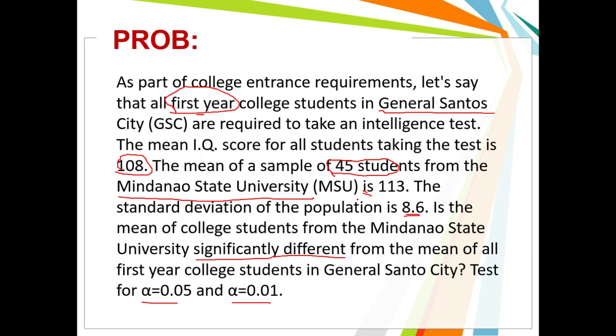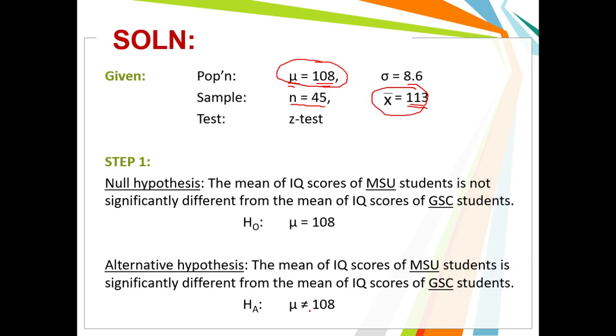Okay? So yan. If we read the problem ulit, okay, yung question dyan is, the mean of the college students from MSU significantly different? So hindi nag-claim na greater than or less than. Pag ganito yung statement, yung ating magiging alternative is simply not equal. Okay, because hindi siya sinabing less than or greater than. Okay? So kung not equal yung ating alternative, yung ating null will be equal because this is the present condition. Okay? So equal, ang lahat ng means is equal to 108. Okay? So lahat ng means ng IQ test ng students ng Gensan is equal to 108. So regardless kung saang school yan. Okay? Basta ang mean is equal to 108.